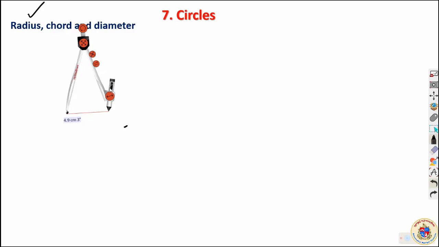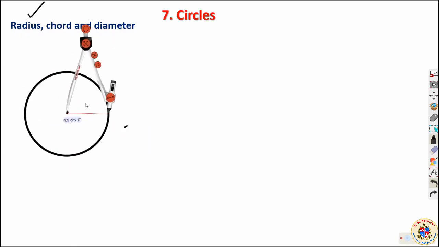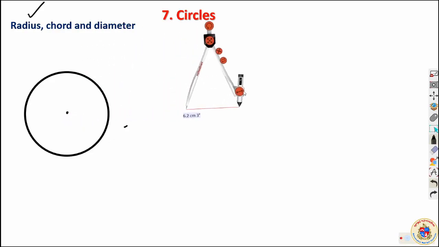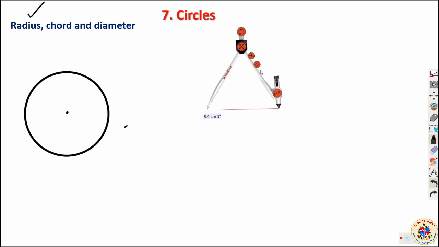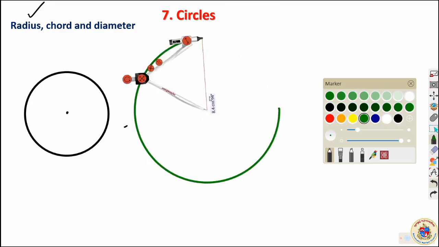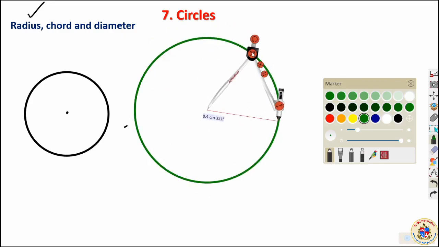And you will rotate the compass. Here I will push this particular pencil, it will create a circle over here. A circle has been made. If I want to make another circle with another radius, I will change the expansion of the compass, and here the expansion is changed and another circle is drawn. Quite big circle.